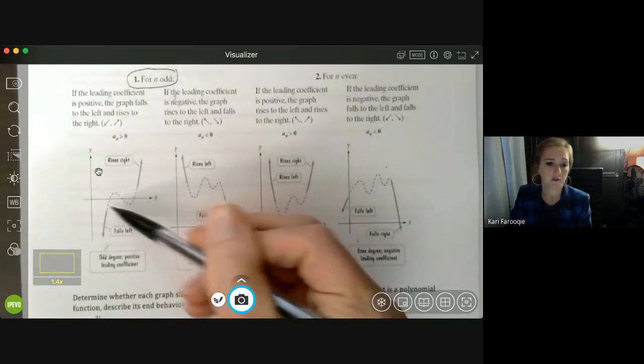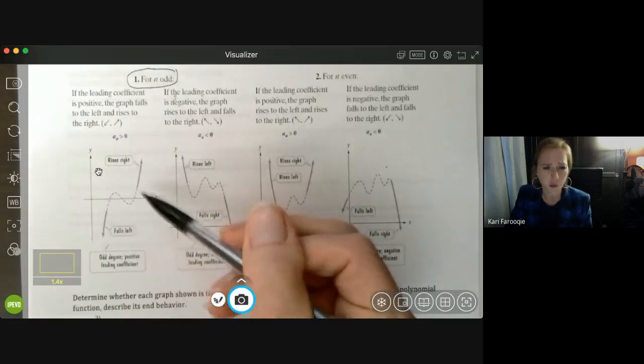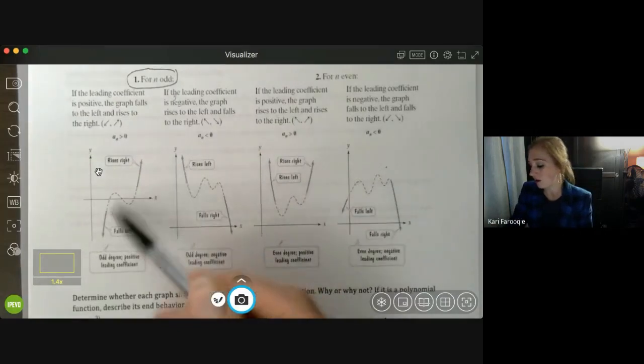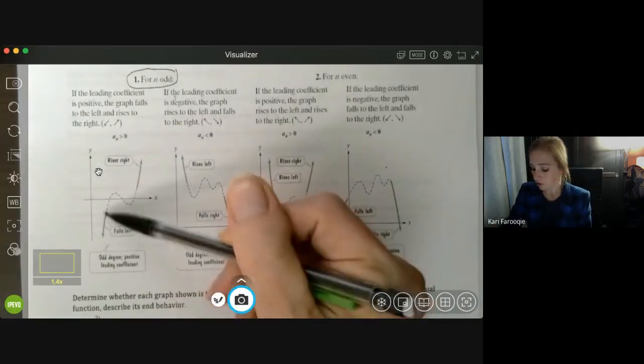You're going to have weird stuff in the middle. You don't know what happens. That's why it's represented by a dotted curve. It could be anything in the middle. You don't know. What we do know is the end behavior.